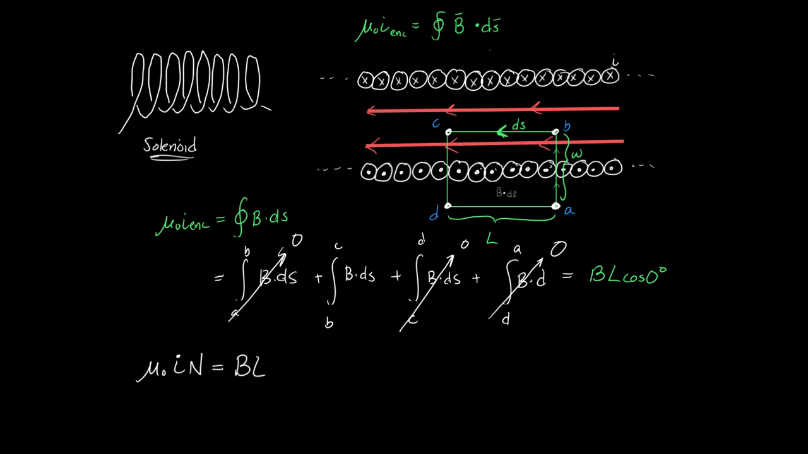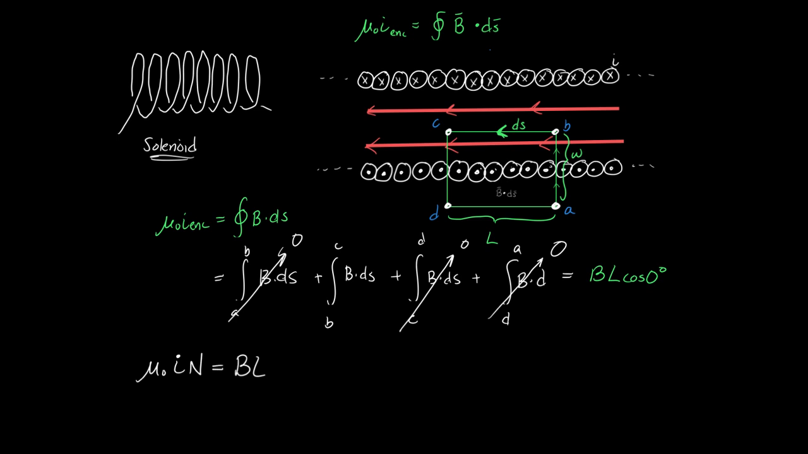Current is charge per second. It's just how many amps of current go through the loop. So each one of these wires carries I worth of current. Is that okay? So whatever number of loops I've enclosed in my Amperian loop times the amount of current in each loop. Is that okay? All right.